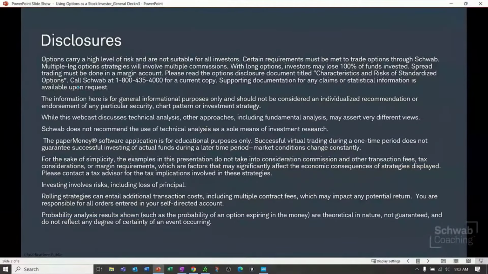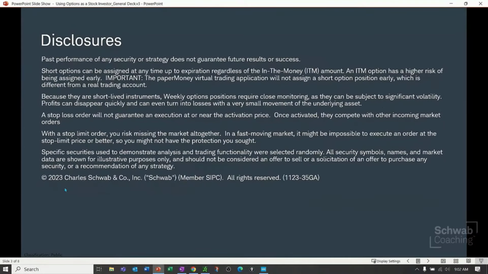Now, also remember that when we talk about investing and options, options carry a high level of risk, not suitable for all investors. When we talk about examples of technical analysis, there are other approaches, including fundamental analysis, that may assert some different views. Also, we will be using the paper money software application for educational purposes only. Also, remember that investing involves risk, including loss of principal. And also remember, when we talk about examples, they are just that. They are not recommendations.